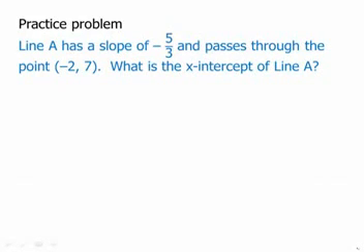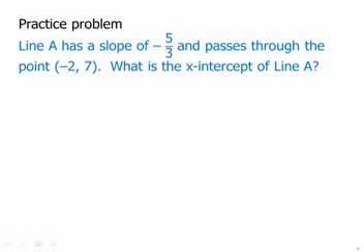So here's a practice problem. Pause the video and then we'll talk about this. Okay, so what we're given here is a slope. We have a slope of -5/2, and we get a point on the line, (-2, 7), and we want to know what is the x-intercept of the line. Well, we have two very different ways of going about this, and I'm going to show them both.